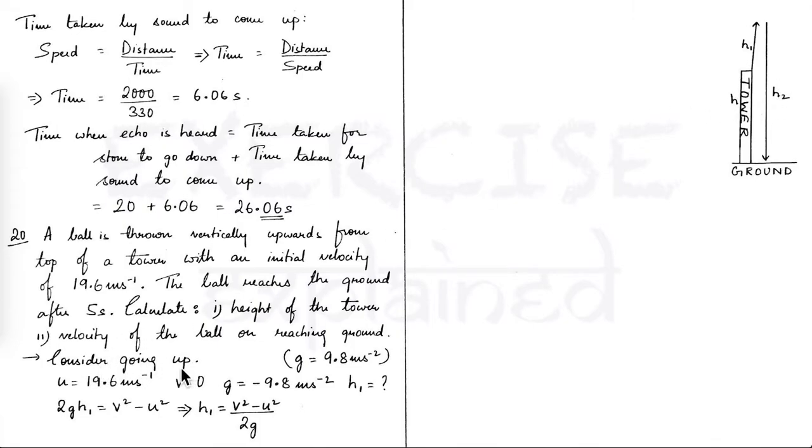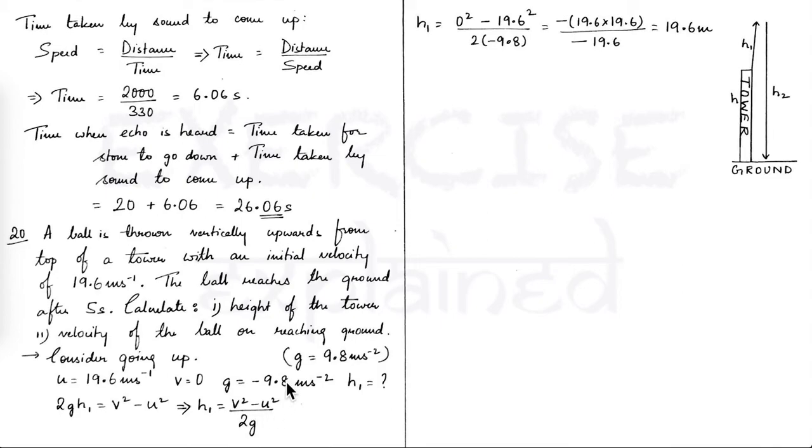Now we consider going up. When we consider going up, u will be 19.6 meter per second, and when anything is thrown up, the final velocity will be 0. So v is taken as 0. Since it is going up, acceleration due to gravity will be minus 9.8 meter per second square, and we need to find the height. So we are finding h1 here. So I use the formula 2gh is equal to v square minus u square. In this case, 2gh1 is equal to v square minus u square. So h1 is v square minus u square divided by 2g.